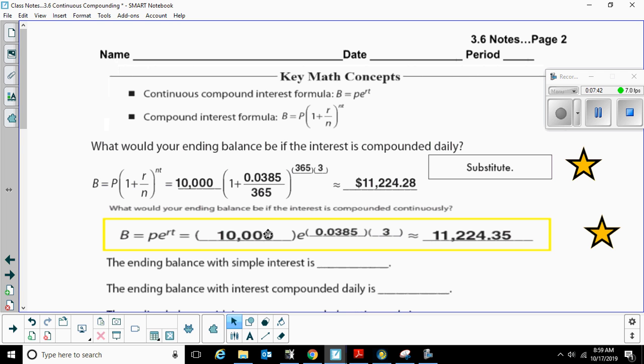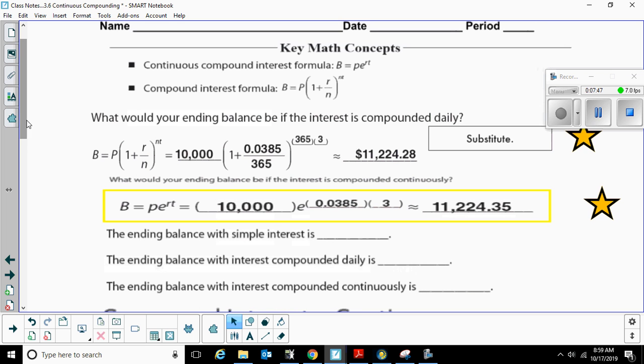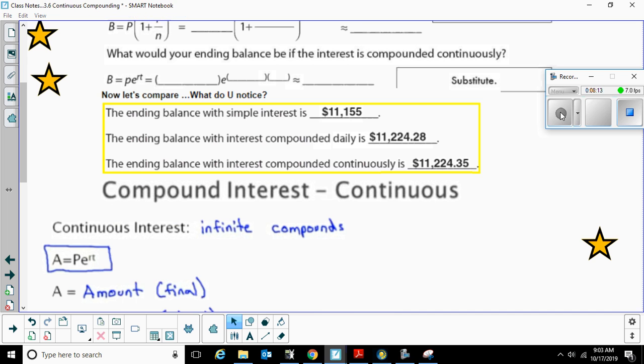Now we're going to talk about the PERT formula. The PERT formula is my principal, 10,000, e, which is my exponent, r, which is my rate, t, which is my time in years. It should give me more than what I had with my compounding daily formula, which is $11,224.35. So if we were just comparing apples to apples, here's what we'd be looking at.